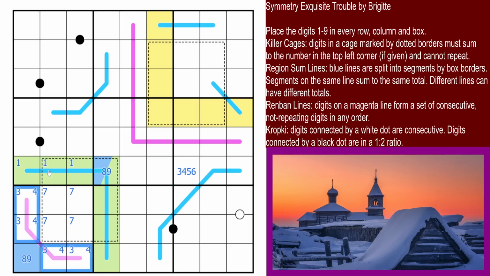So now this sums to 18, and that means these digits sum to 18, isn't it? But what is now the sum of this overall thing? Let's imagine that this is 3, 4, 5, 6.